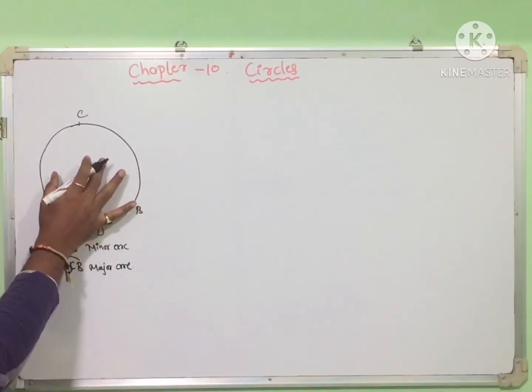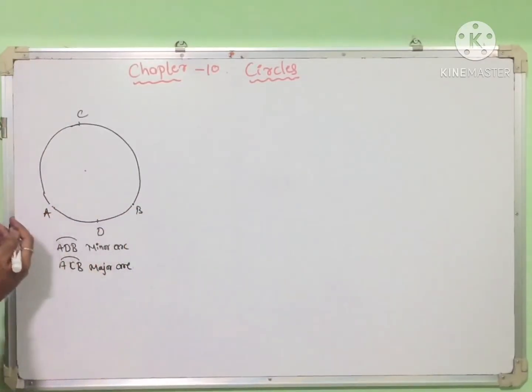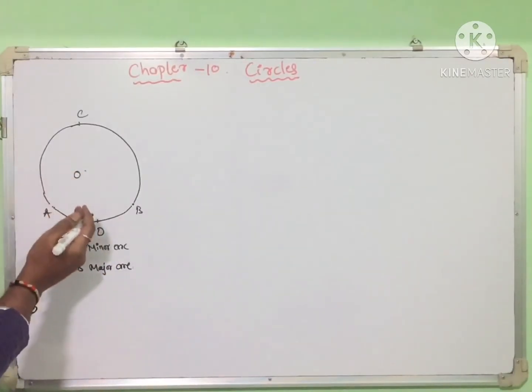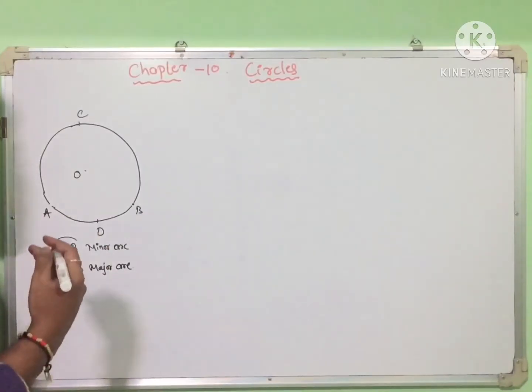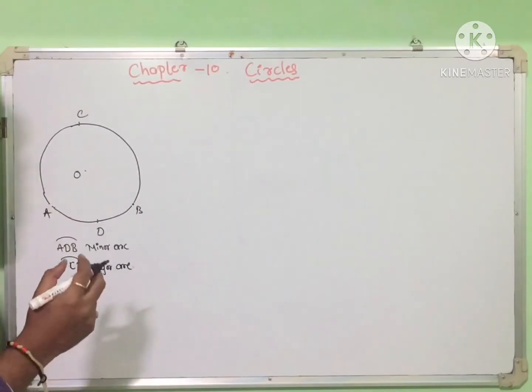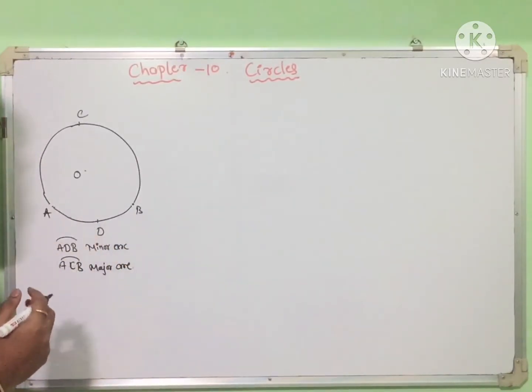Which one is larger in size is called a major arc. Which one is smaller in size is called a minor arc. Is it clear? Which one is major, which one is minor, right? So the next one is a segment. So what is this segment? The region between a chord and an arc is called a segment.